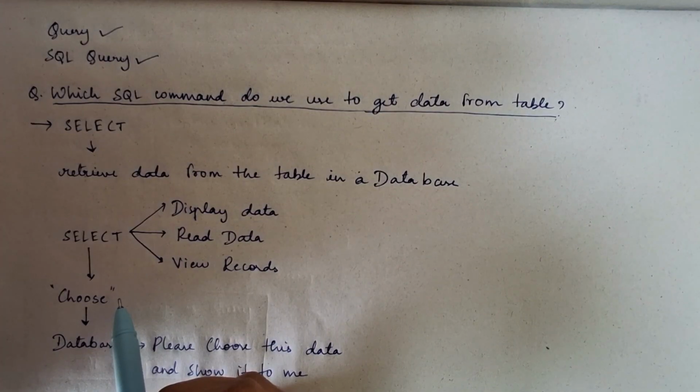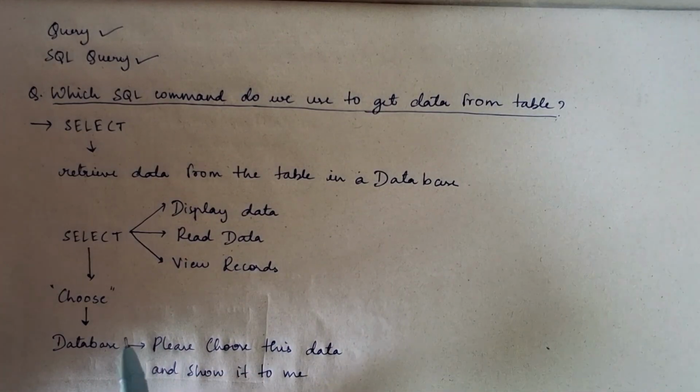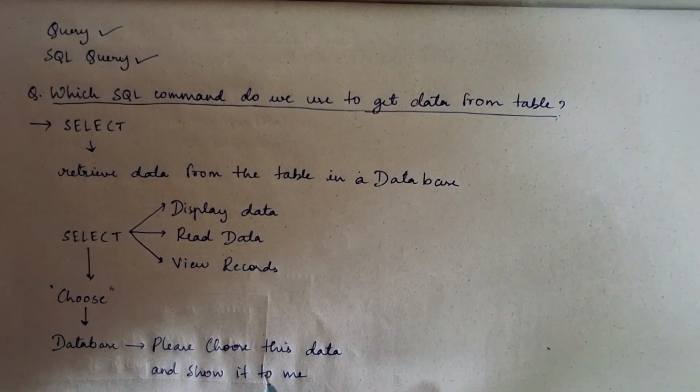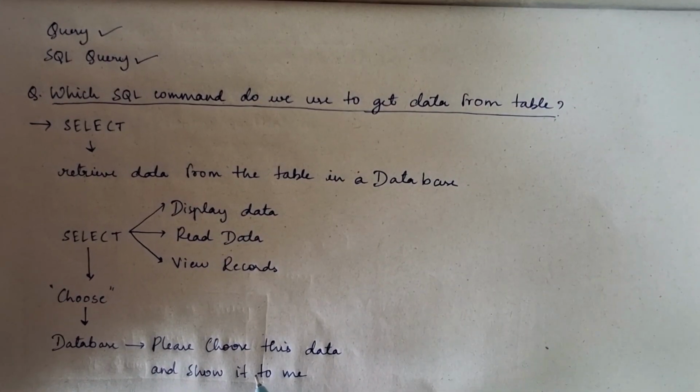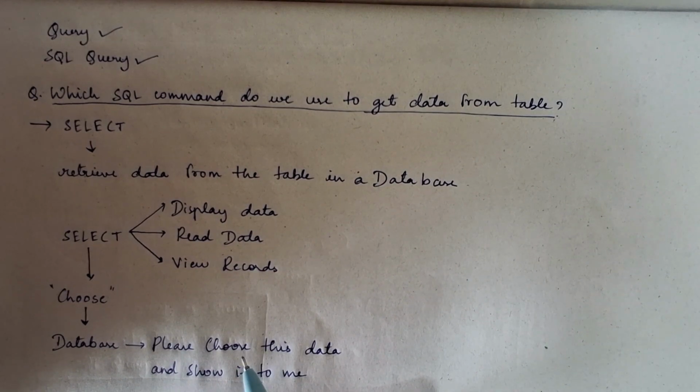When we write select, we are telling the database, please choose this data and show it to me. So guys, it's just like we select a contact from our phone. We select data from a table using the select statement. Now let us understand how to write the select statement. That is the syntax of our first SQL query.